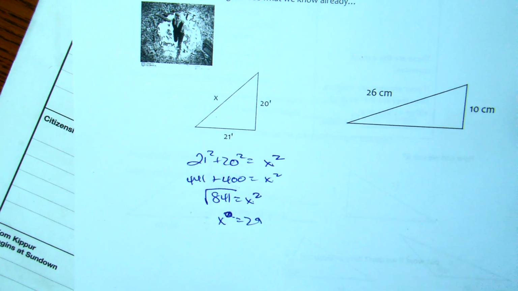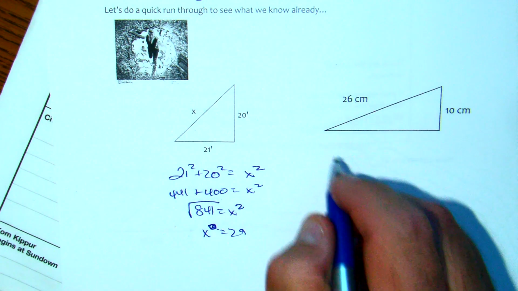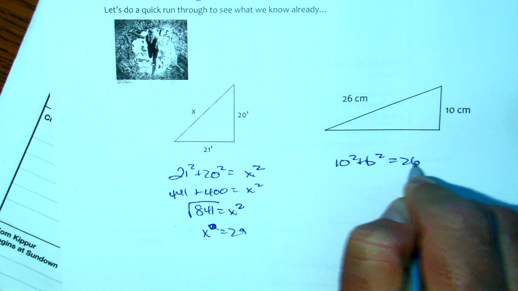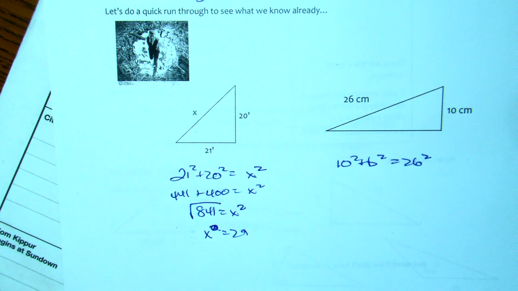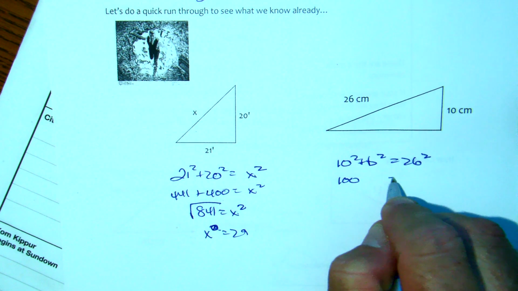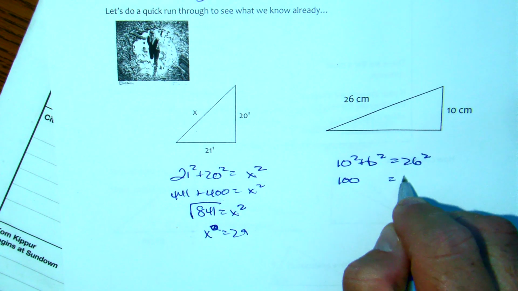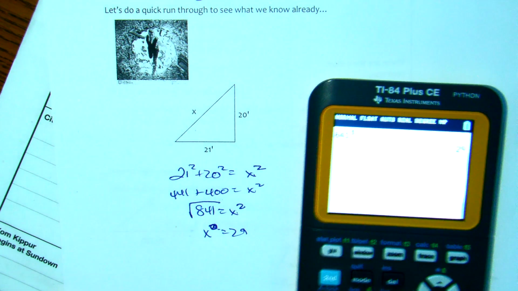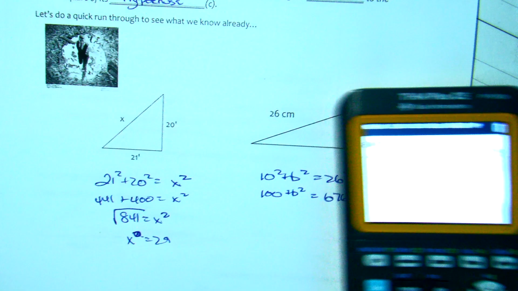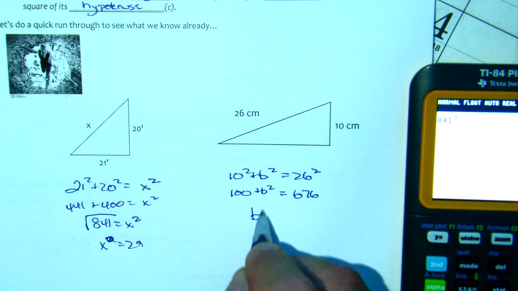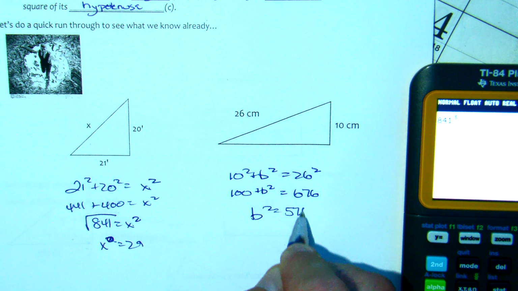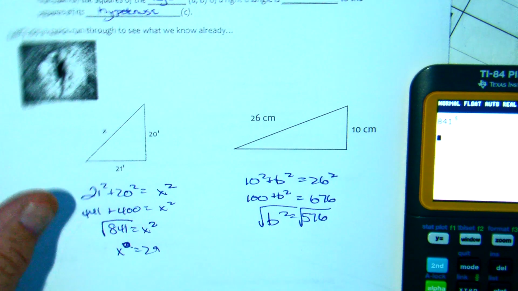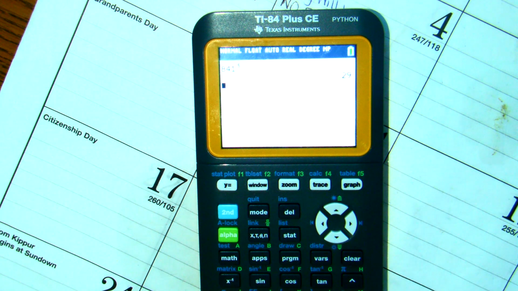So when I do the next one, alright, hypotenuse is given, so 10 squared plus b squared equals 26 squared. 10 squared, hopefully all of you know, is 100. 26 squared is 676. Alright, so to get rid of the plus 100, I would subtract it. So b squared equals 576. Now we're going to do the square root. Well, I go to my calculator and do the square root.